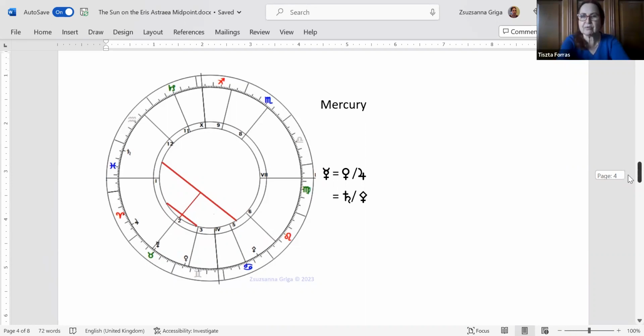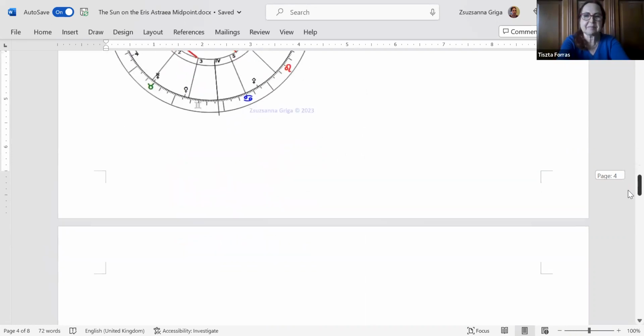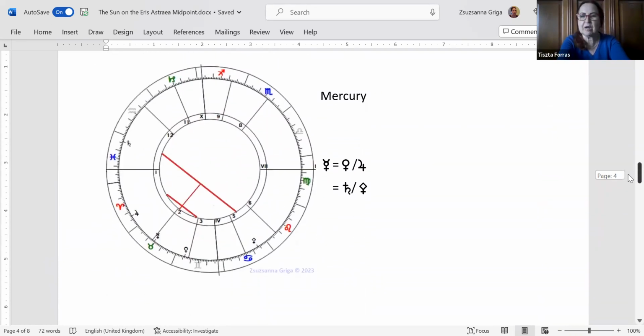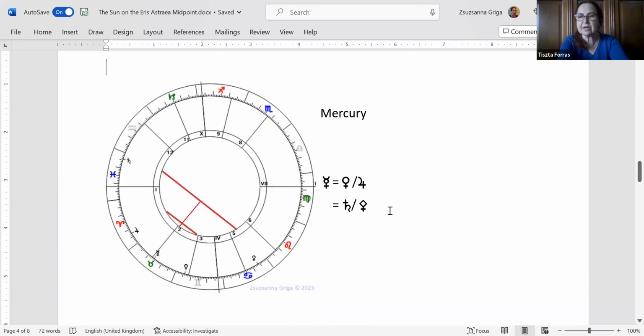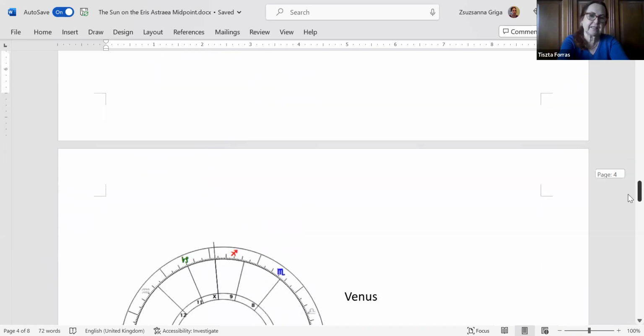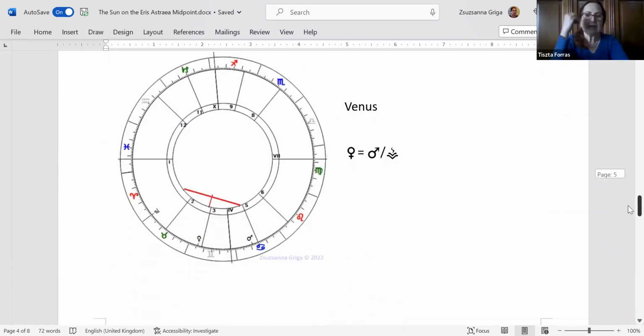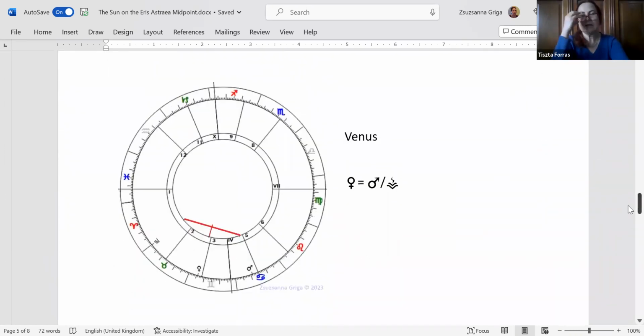Anyhow, that's the Mercury midpoint right there. Big money is involved, and some wise consideration about foundations. Let's translate it this way. And then Venus. Here Venus is defined by a midpoint between Mars and Vesta.